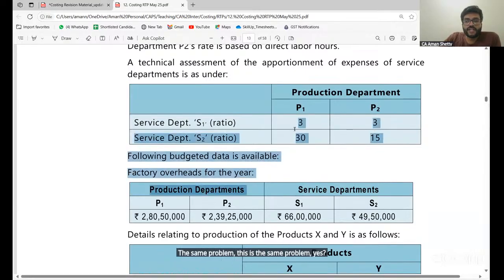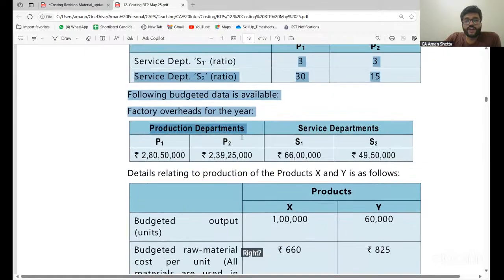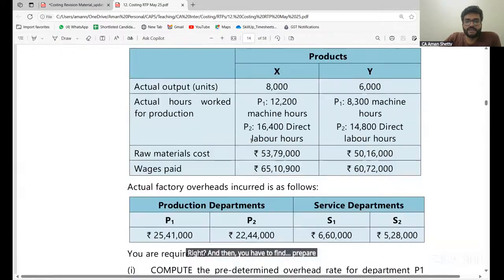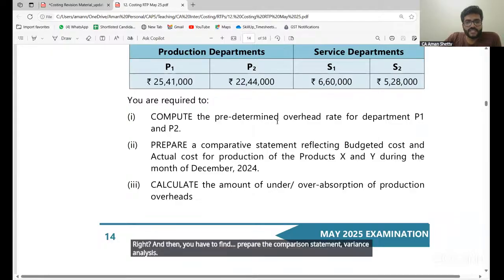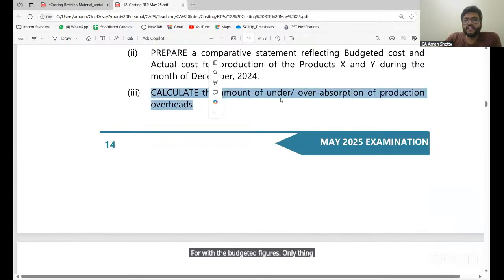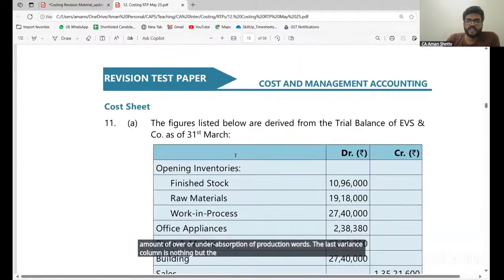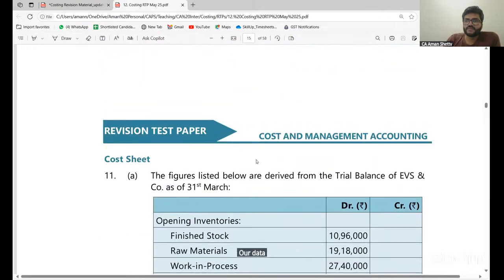First you find out what the rates are, the predetermined overhead rates. And then you have to prepare the comparison statement, variance analysis, with the budgeted figures. The only thing they've written is to calculate the amount of over or under absorption of production overheads. The last variance column is nothing but the over absorption or under absorption. Is that understood?